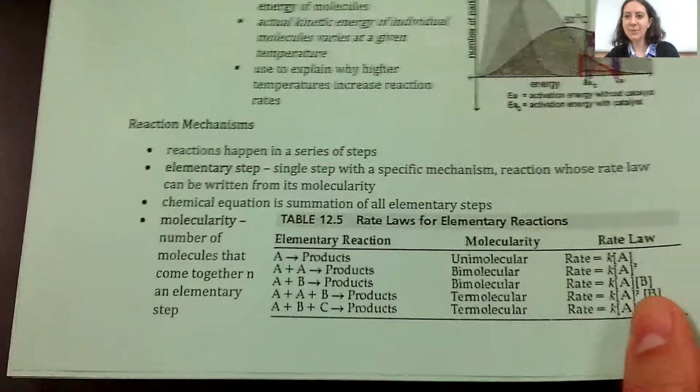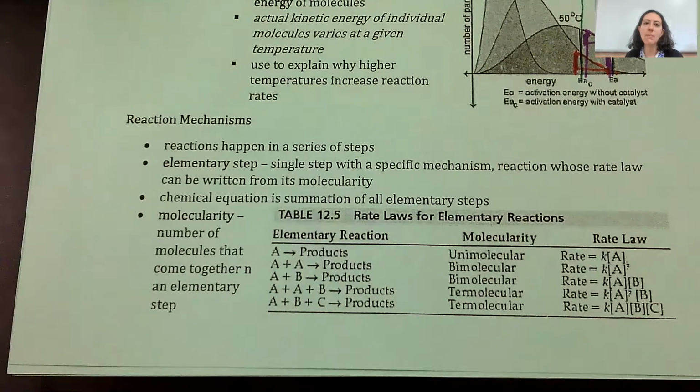All right, let's talk about mechanisms. This is going to get funky, but it's going to be awesome. So mechanisms, basically reactions happen in a series of steps, and a chemical equation is a summary of all of those elementary steps. An elementary step is a single step with one mechanism that's occurring. They have something called a molecularity, which is how many of those molecules are involved.